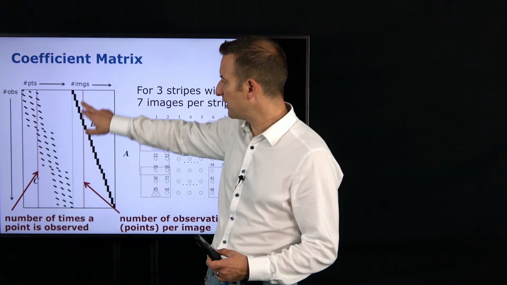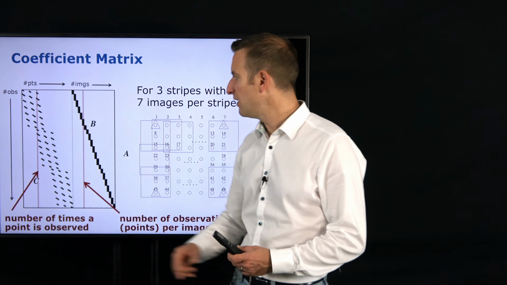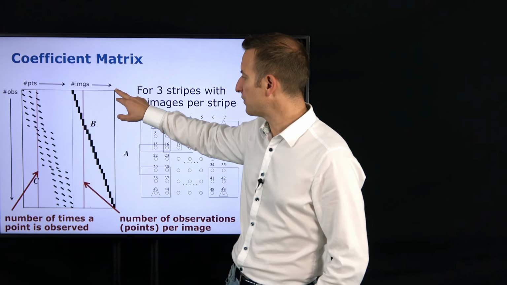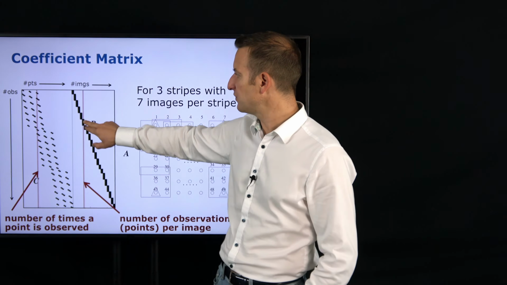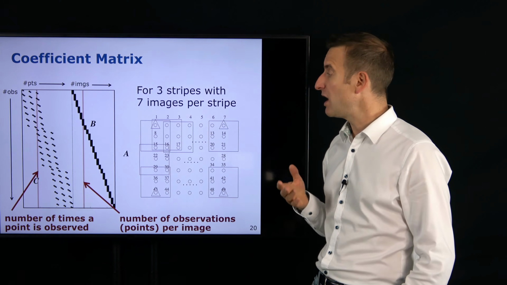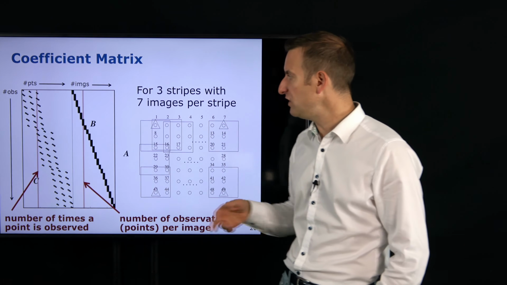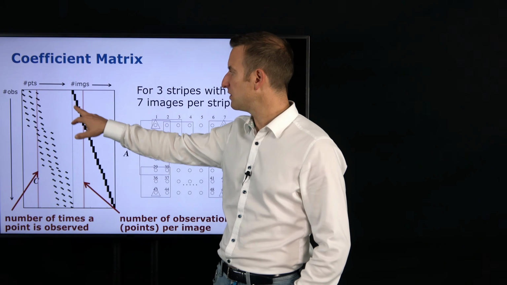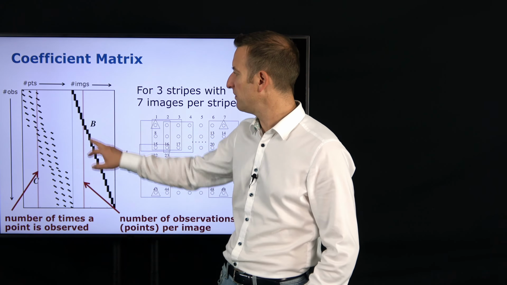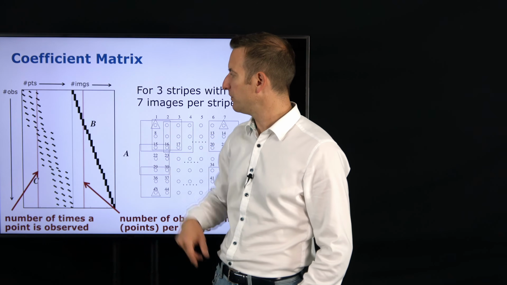A similar effect we can see here. If we make a cut through this matrix here, then again we have the number of images and the number of observations. So this tells me how many observations I have per image. How many points do I see in that image? If this is image number 1, 2, 3, 4, 5, 6, this would be the 6th image. How many points do I observe in here?